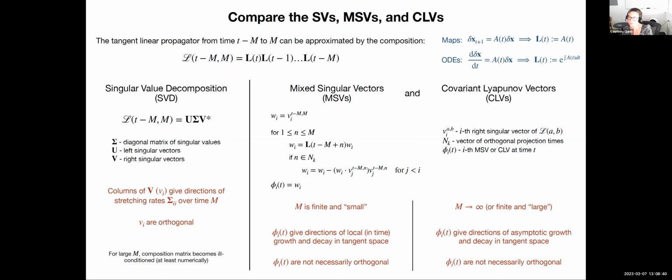Is that correct? Like the backwards expansion, whereas in the mixed singular vector space, I'm pretty sure you're evolving forward. But you don't need to linearize. I mean, the computation is very much cheaper, right? You don't need to linearize.